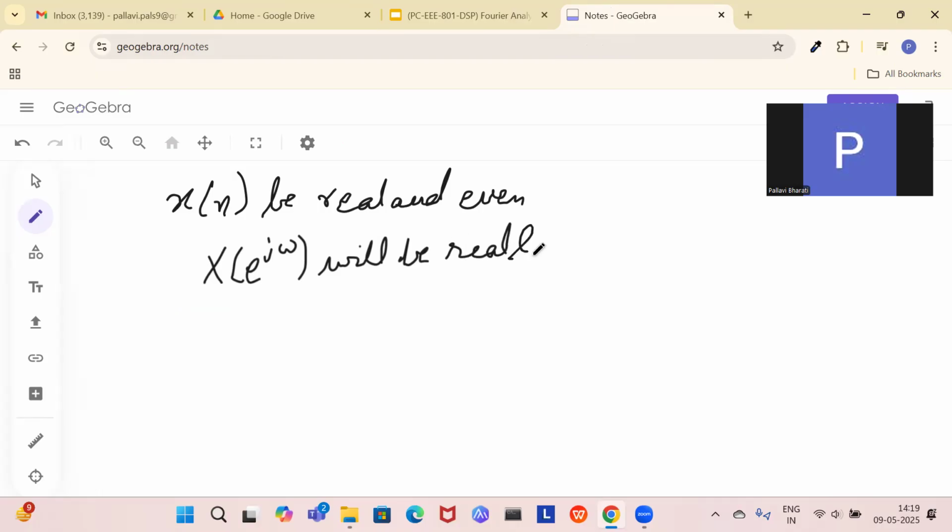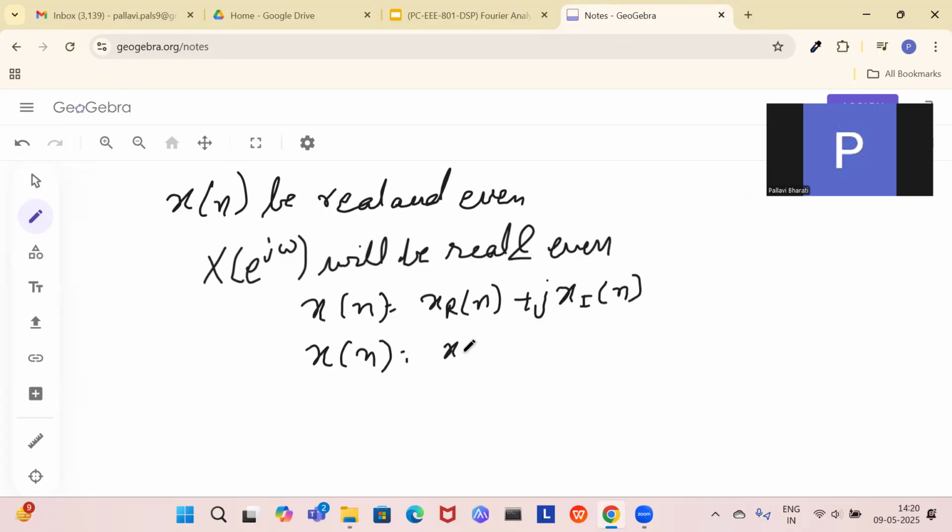So see, first of all, x n can be written as two things, x r n plus j x i n, or you can write this as the even part of x of n plus the odd part of x of n. Now, if you see this x r n and take the DTFT of this part, just now we studied it, right? If you take the DTFT of this part, then what will it become?